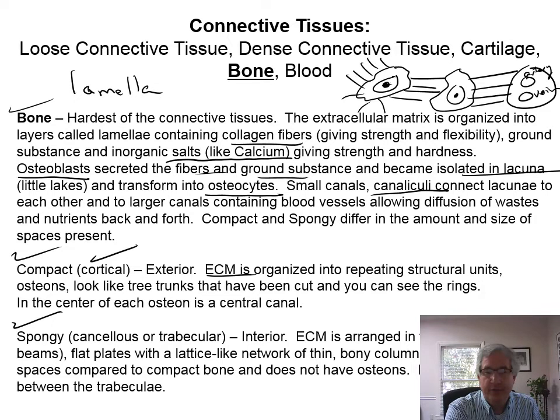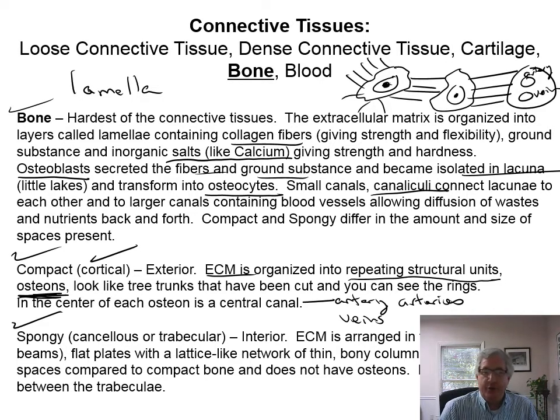It is organized into repeating structural units called osteons, and these look like tree trunks. You cut a tree and you see the tree rings. That's exactly what an osteon looks like. You can see the rings. In the center of each osteon is a central canal, and that's where the arteries and veins are. There's an artery and a vein inside the central canal. Then you have these canaliculi that connect to the central canal. We're going to look at all this and see what it looks like.